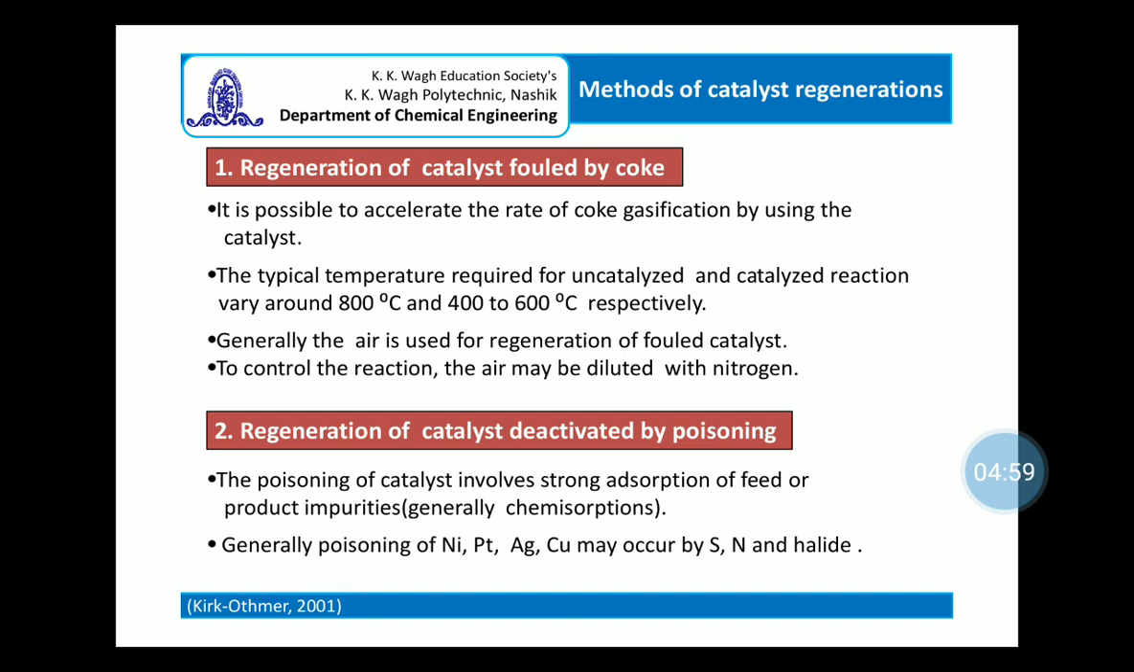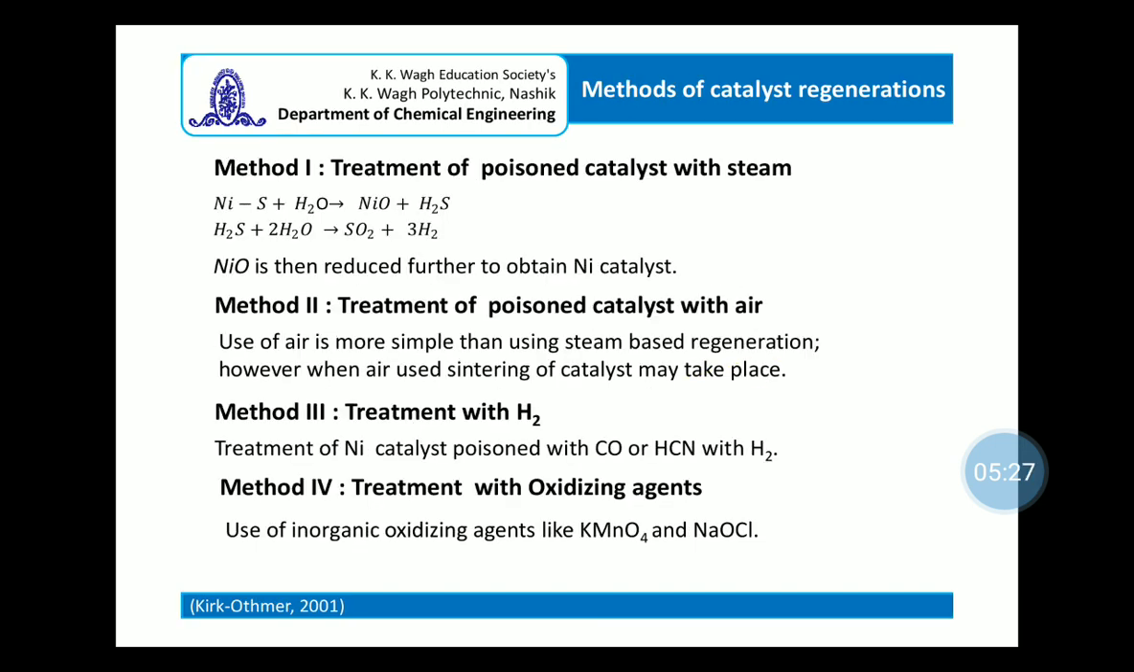Another is regeneration of catalyst deactivated by poisoning. Now, what is poisoning? Poisoning is the loss of activity of the catalyst because of strong adsorption of feed or product impurities. Generally, poisoning of nickel, platinum, silver, copper may occur by compounds of sulfur, nitrogen and halides. So, what are the different methods available? The first method is treatment with steam.